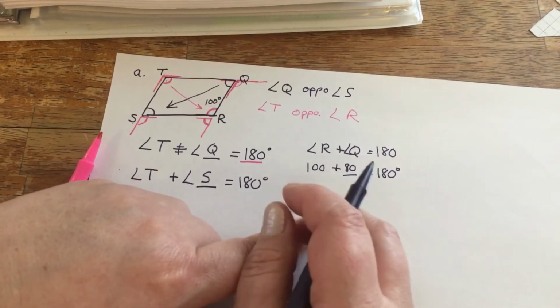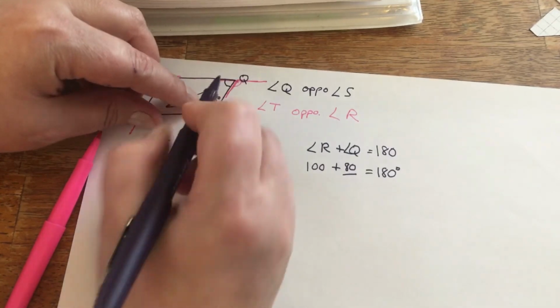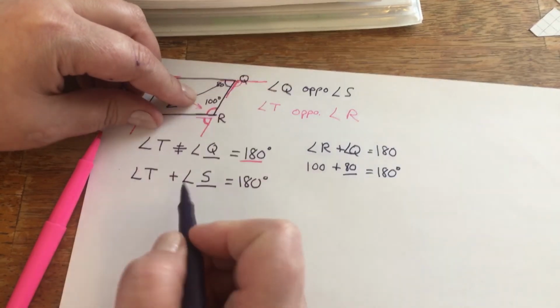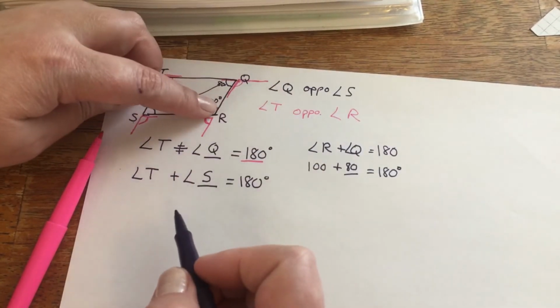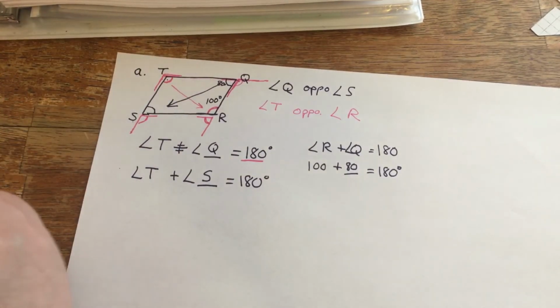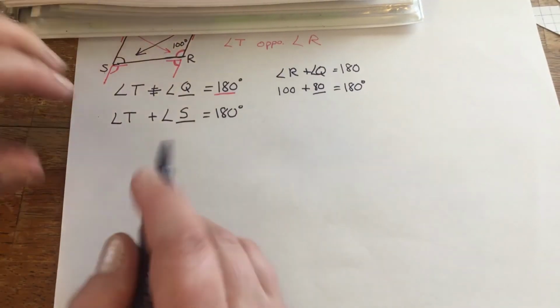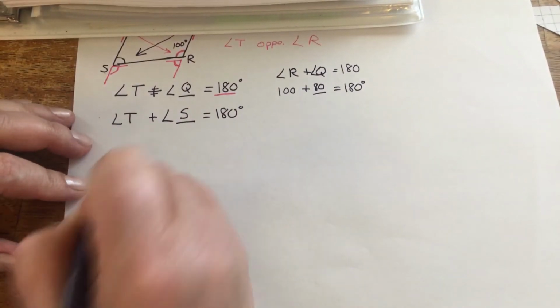So it's asking us what is the measure of Q. Well, this is 100. That means this is 80 because they equal 180. Okay, it's just like a little puzzle. You got to figure it out. A little riddle. How about, goes on to letter E. Okay, we're on letter E now.